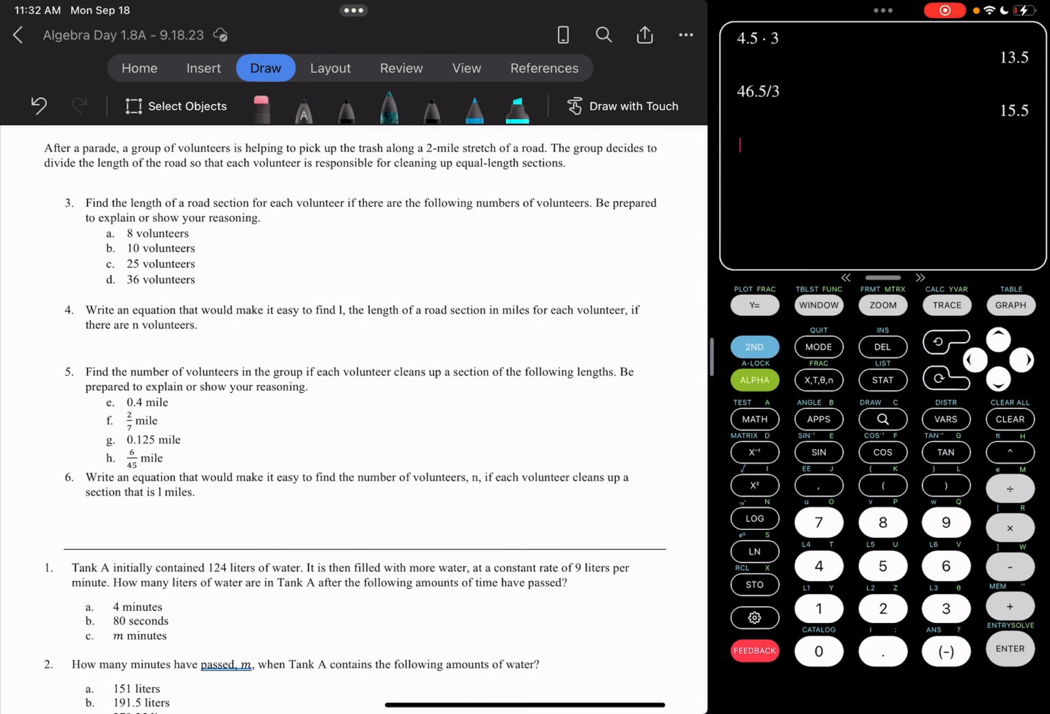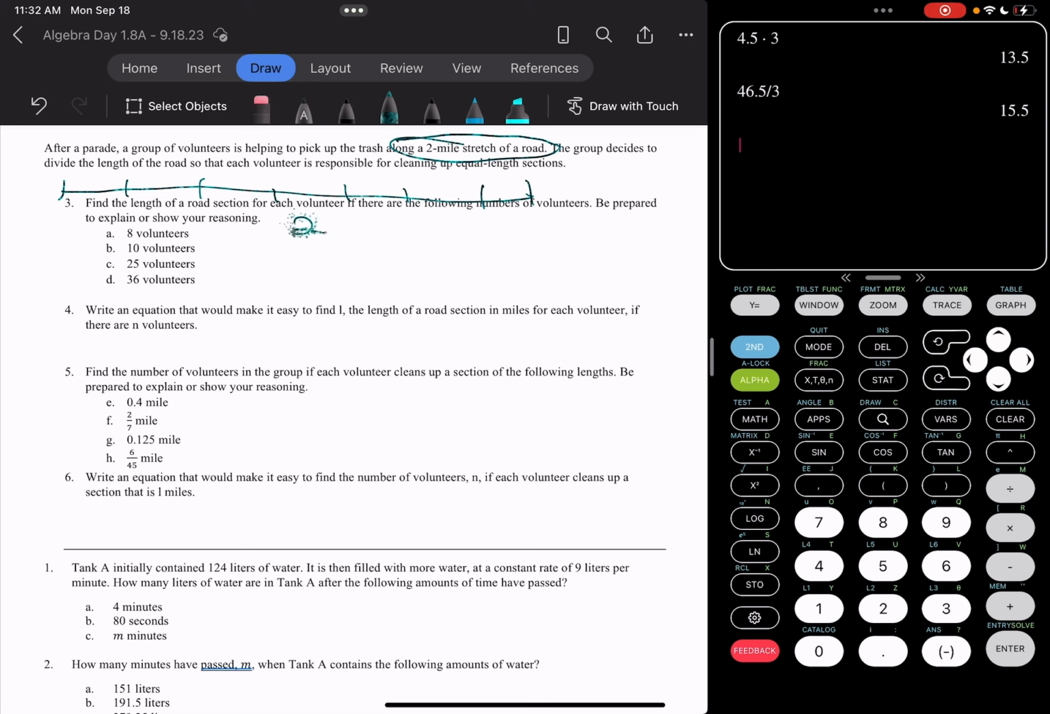All right, so this is then having you practice the application of that. So after a parade, a group of volunteers is helping to clean up a 2-mile stretch of road. The group decides to divide the length evenly. So let's imagine we have 2 miles, right? And we're going to divide it up and break it up so that each volunteer is responsible for cleaning up equal length sections. So we're dividing it up equally. Find the length of road section for each volunteer if the following numbers of volunteers. Be prepared to explain or show your reasoning.